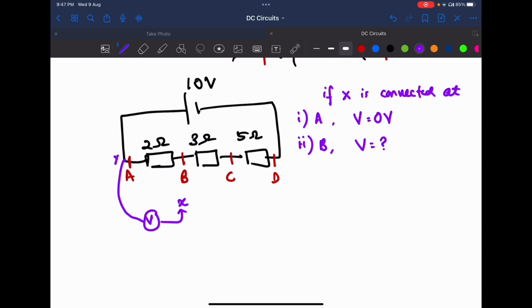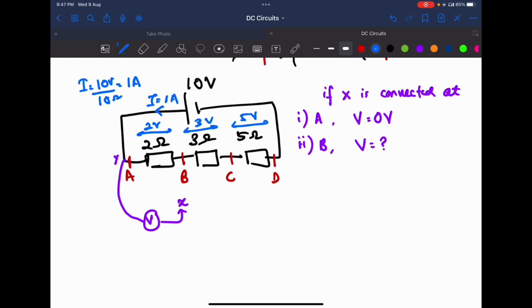Okay, let's do a simple calculation first. We need to find out what the current is. Current equals 10 divided by total resistance, in this case 10 ohms. So this is 1 ampere. 1 ampere passed through the 2 ohms. This will be 2 volts. This will be 3 volts. This will be 5 volt respectively.